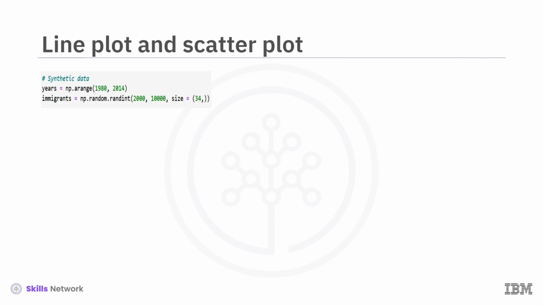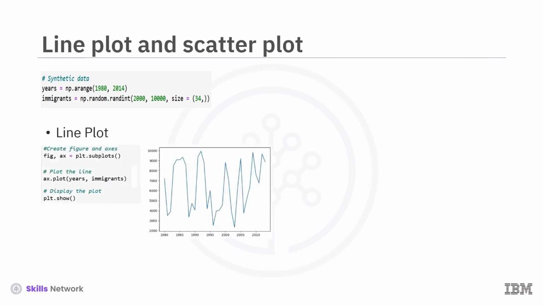immigrants equals np.random.randint will generate a 1D array of random integers between 2,000 to 10,000 range. size equals 34 specifies the number of elements in the array. The ax.plot function will create a line plot. It takes the x and y values as arguments corresponding to the data to be considered for the x-axis and the y-axis. ax.plot(years, immigrants).